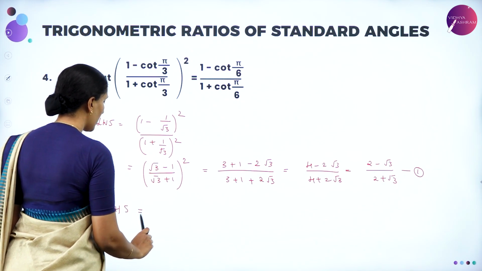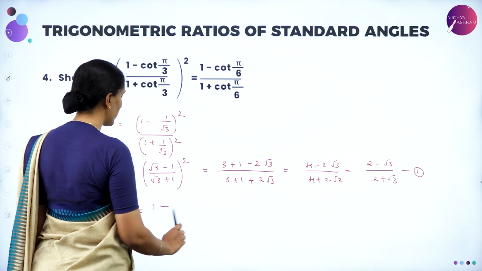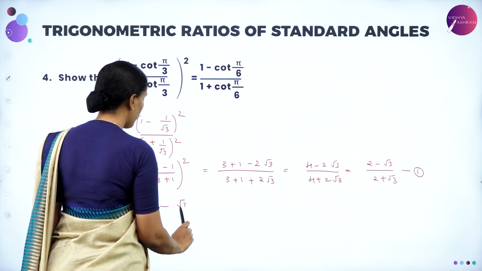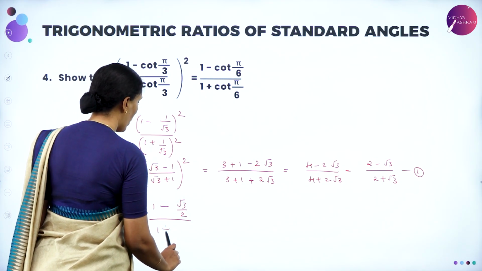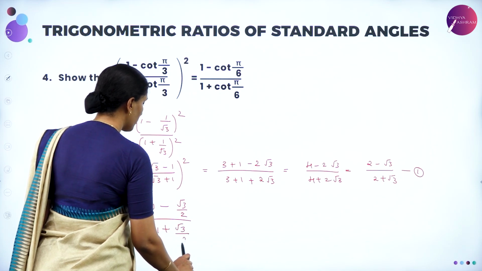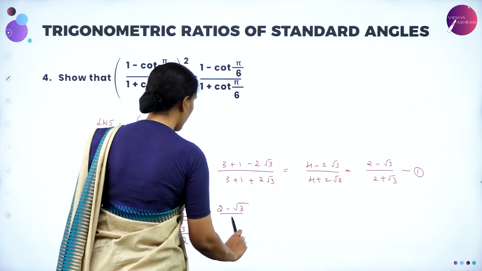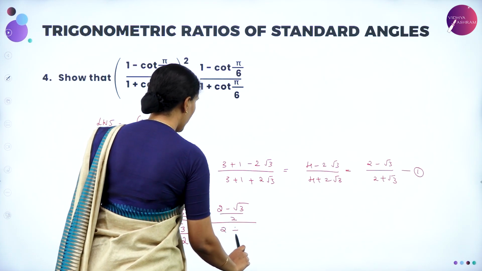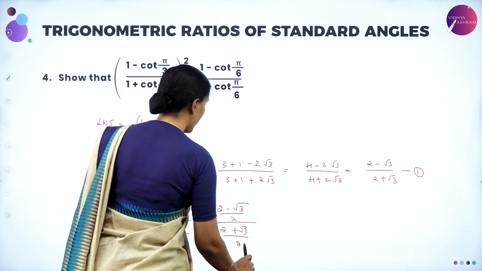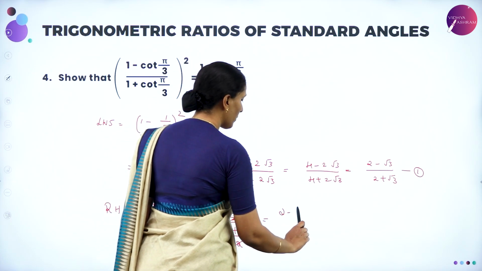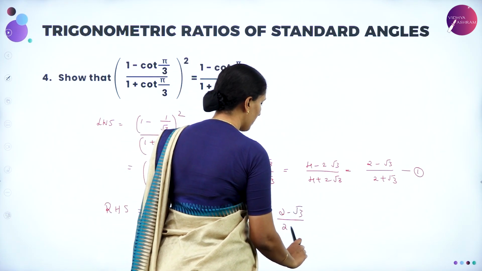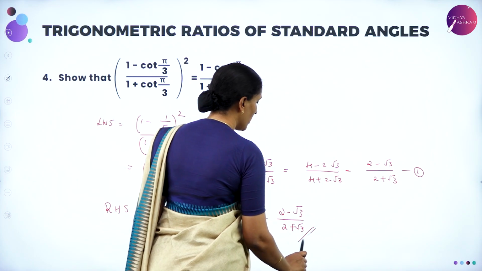So RHS is equal to 1 minus cos pi by 6, which is root 3 by 2, divided by 1 plus cos pi by 6, which is root 3 by 2. Which becomes 2 minus root 3 divided by 2, whole divided by 2 plus root 3 divided by 2. 2 gets cancelled. We have 2 minus root 3 divided by 2 plus root 3.